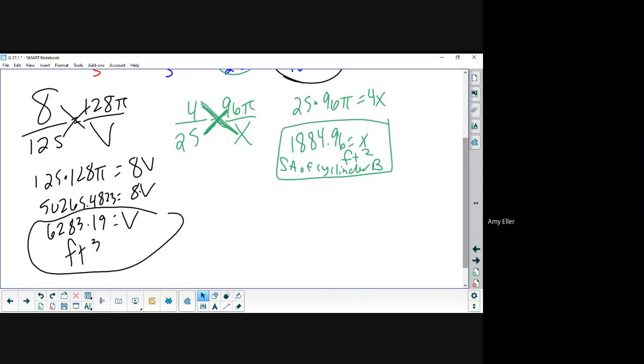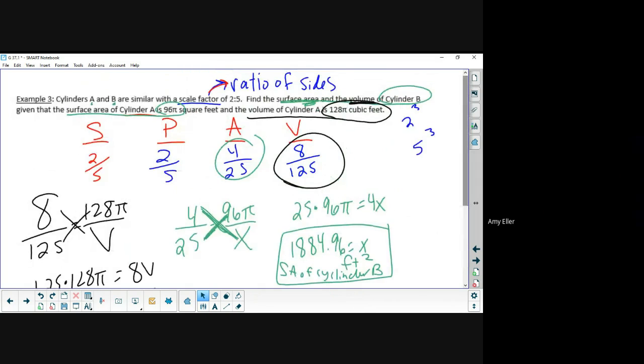Questions for volume? Yes. How do we know to put top or bottom? Because in the beginning it said surface area of cylinder A to B is 2 to 5. It's in that order, so A is first, B is second. So I continue to always put A first, or on the top. But anything else?